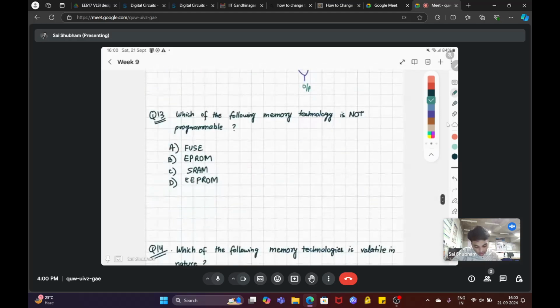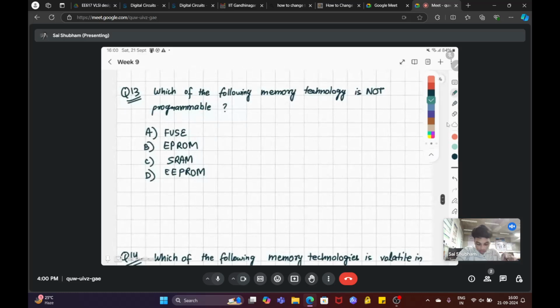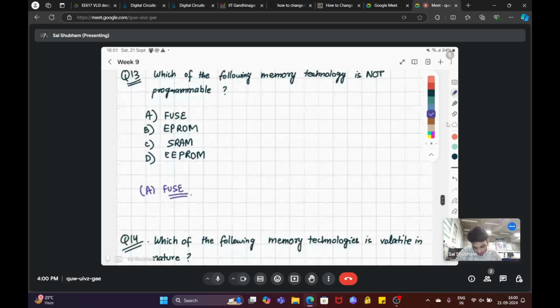So moving on to the next question, which of the following memory technologies is not programmable? So the correct answer is A, fuse. Okay. So once the fuse has been established, it is not possible to change it.